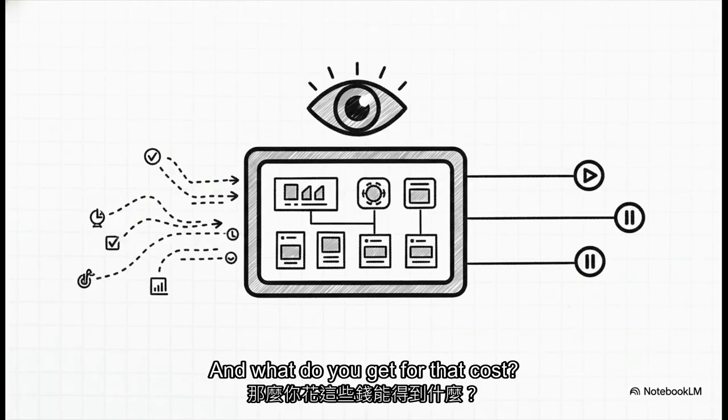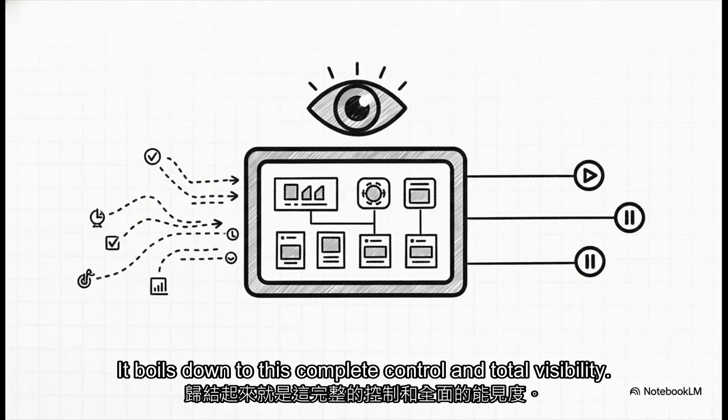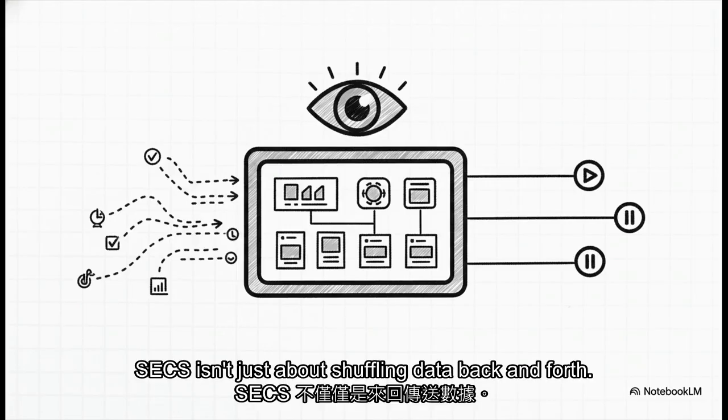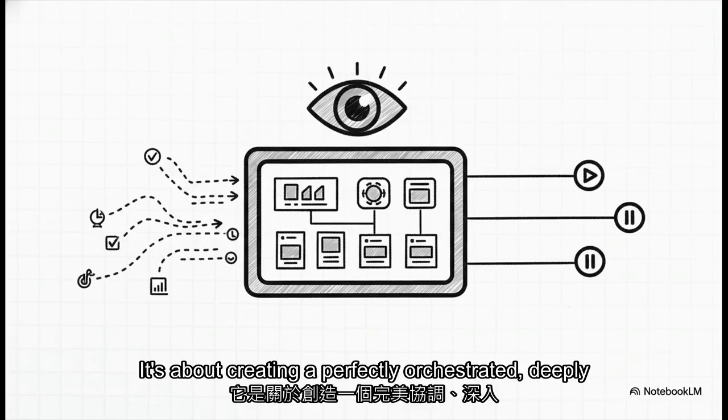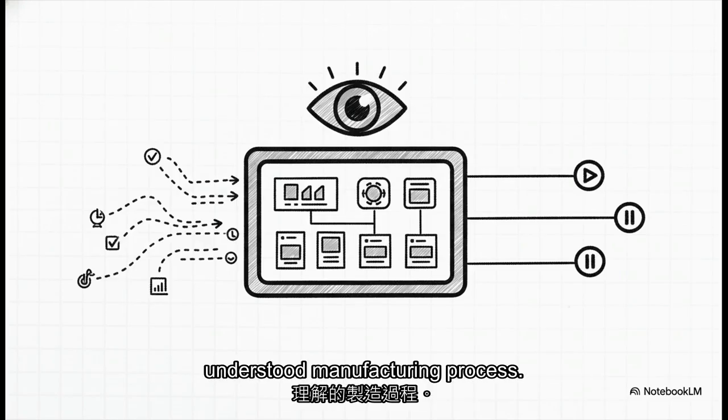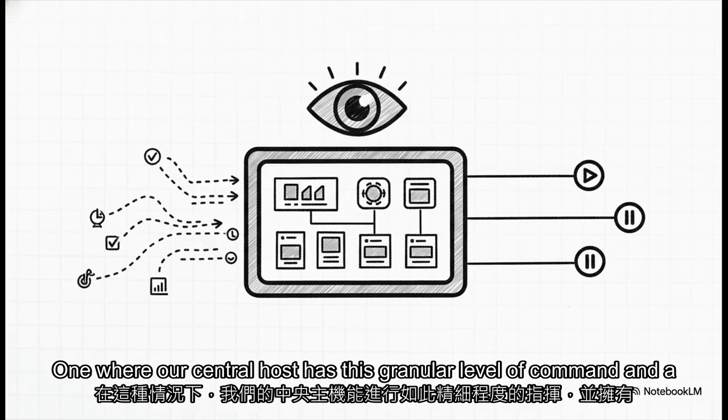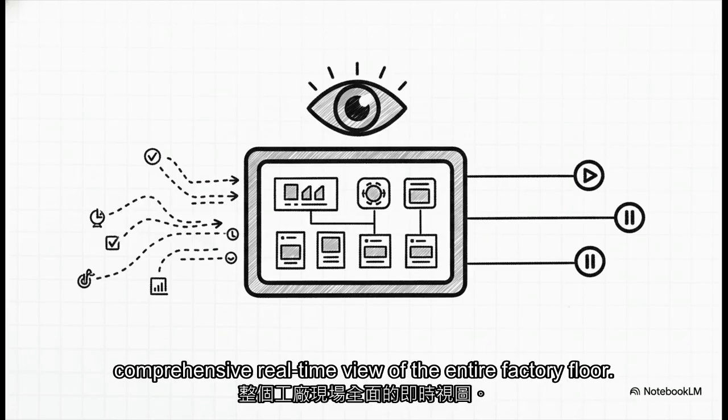And what do you get for that cost? It boils down to this: complete control and total visibility. SECS isn't just about shuffling data back and forth. It's about creating a perfectly orchestrated, deeply understood manufacturing process, one where our central host has this granular level of command and a comprehensive real-time view of the entire factory floor.